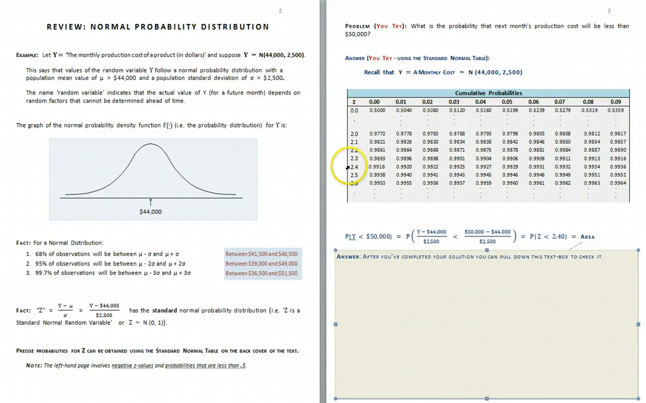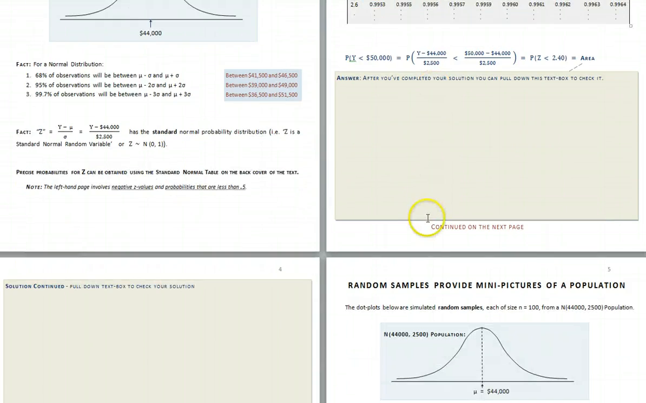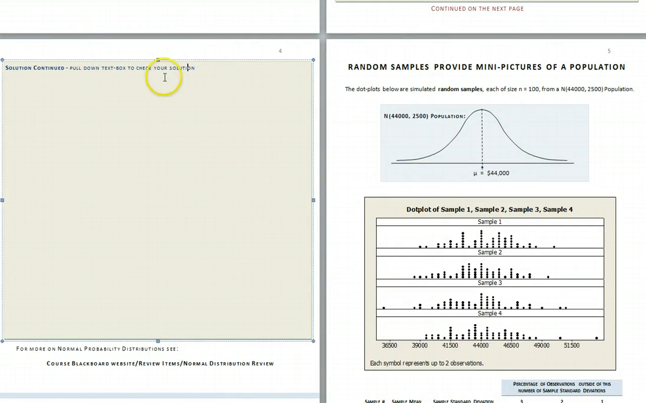We look for the number down to the tenths digit, the 2.4, in the extreme left column. And then we find the hundredths digit of 2.40. We find the hundredths digit, the 0, up here in the top row. Where the 2.4 row intersects with the 0.00 column, we have the probability that we're looking for, 0.9918. In fact, this is pictured on the next page under the rest of the text box.